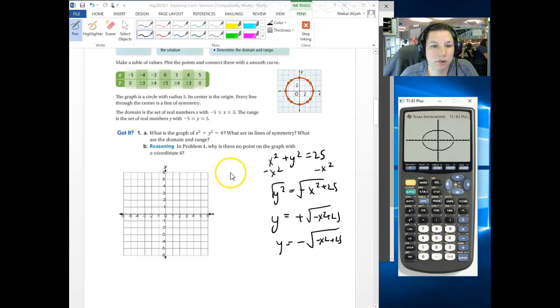And then if you're going to graph them by hand, you can use the equation. When you're choosing your x values, you want to use 0 and then some positives and some negatives. So then you would then plot the points. So when x is -5, y is 0. 1, 2, 3, 4, 5, y is 0. When x was -4, y is a +3 and a -3.